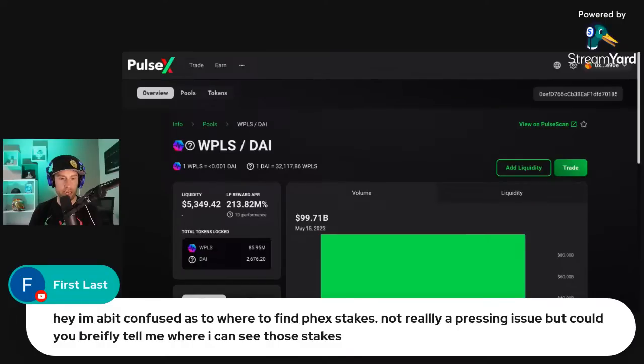Hey, I'm a bit confused as to where to find PX stakes. Not really a pressing issue, but could you briefly tell me where I can see those stakes? Yes. App.icosa.pro, and I'll put that in the chat here. I know it's a little behind. Just type that in and go to the Hex tab on the left-hand side, and you're going to see that.